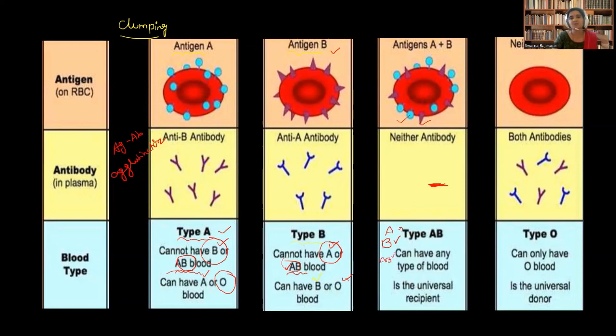An AB group person is also okay, and even an O group person is also okay. Why? Because he doesn't contain any antigen. So this AB group person can get blood from an A group person, B group person, AB group person, everybody. So we call them the universal recipient.